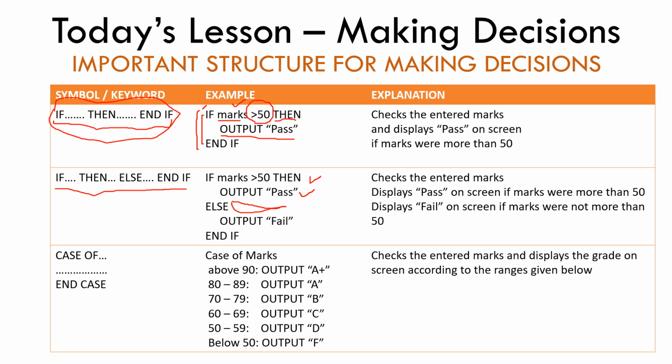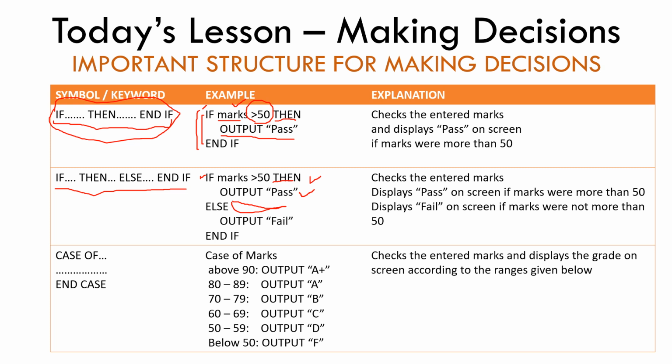So you go for an if condition, you write after then what happens if this condition is true. If someone scored more than 50, it will output pass. But what if they don't score more than 50?